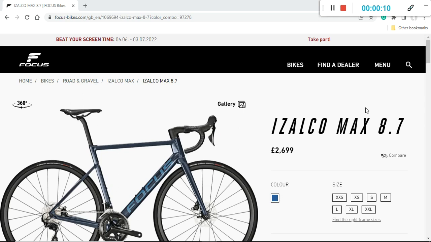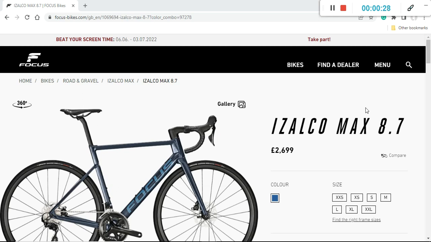In this episode, let's talk about an interesting bike from Focus. So you see, recently I got a question about this Focus Izalco Max 8.7 for the 2022 season, and I have to say it's a very interesting offering from Focus Bikes.